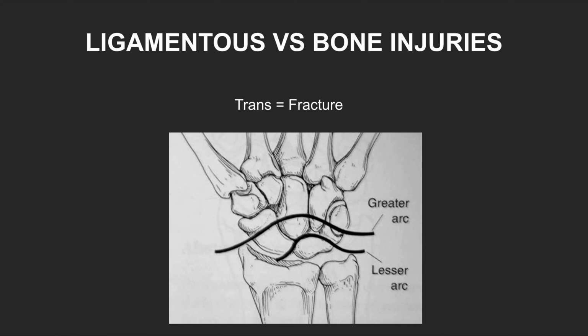Mayfield's perilunar instability is considered part of the lesser arc. The lesser arc is a pattern of injury that goes around the lunate. The greater arc is a pattern of injury that goes through the bones. So you can have a greater arc injury. Greater arc injuries are described by using the term trans. So if you hear a trans-scaphoid perilunate, it means that you have a scaphoid fracture and a perilunate injury. Or a trans-radius would be a radius fracture. So you can have a trans-radius, trans-scaphoid, trans-capitate, trans-triquetral, trans-ulnar styloid type of injury.